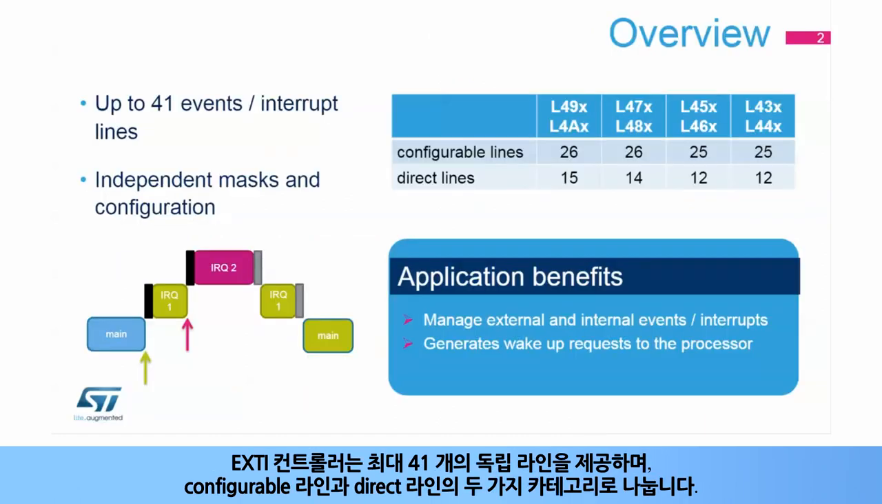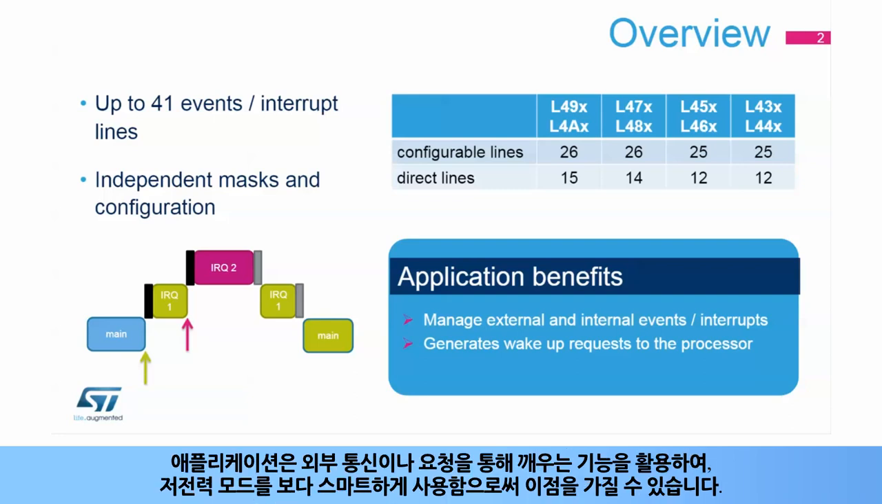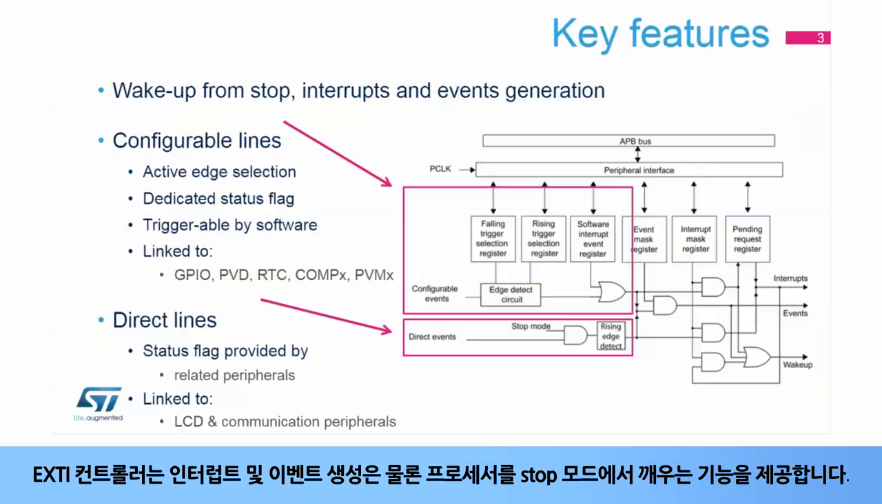The EXTI controller provides up to 41 independent lines, split into two categories, configurable lines and direct lines. The applications could benefit through smarter use of low power modes, taking advantage of the capability to wake up via external communication or requests. The EXTI controller provides interrupt and event generation, as well as the capability to wake up the processor from stop modes.